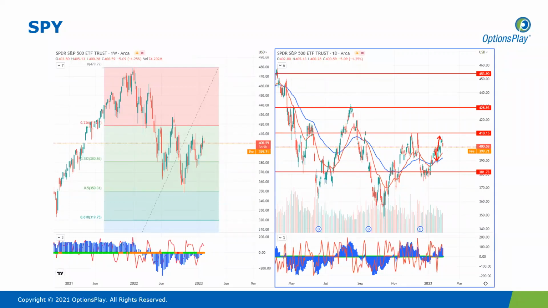Other than the technical level of 410 acting as a clear resistance area, there isn't anything fundamentally driving this move lower or this pullback. I view it as a simple pullback ahead of what is going to be a very volatile end of the week. Tomorrow we have the Fed meeting and the Fed speech. Thursday we have Apple, Microsoft, and Google announcing earnings. So three of the largest companies by market cap announcing earnings on the same day. Hugely volatile event on Thursday. And Friday we have jobs data as well.